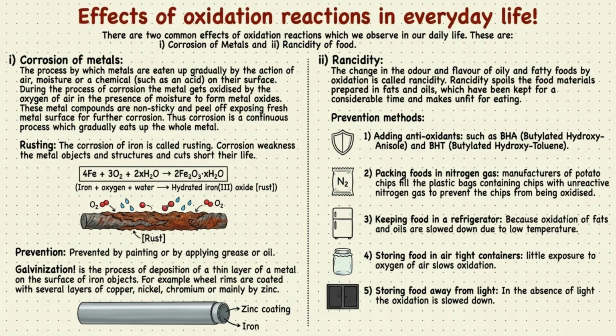We can prevent this costly rusting by painting the metal or by applying grease or oil to block the air and moisture. Another amazing industrial method is galvanization. This is the process of depositing a thin protective layer of a different metal like zinc, copper, nickel, or chromium right on the surface of iron objects. Think of those shiny silver bicycle wheel rims. They are galvanized to stop the vulnerable iron beneath from ever rusting.